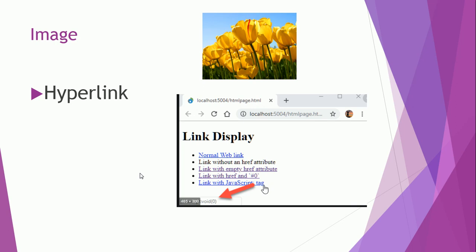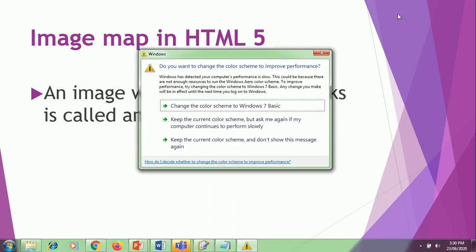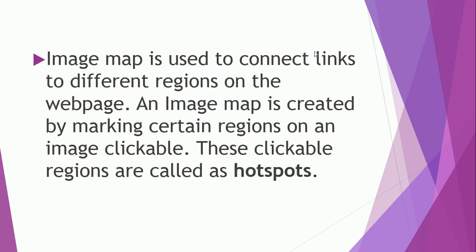Okay? In this session, we will learn what an image map is and how to create an image map. Okay, an image map is a single graphical image that consists of several hyperlinks. Or we can say an image with multiple hyperlinks is called an image map. The specific areas within the image are known as hotspots. Okay, the clickable regions are called hotspots.